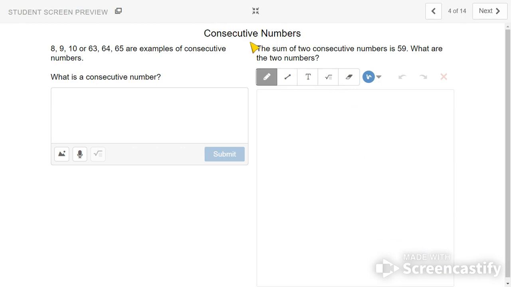Now, questions related to consecutive numbers. What's a consecutive number? Well, here's an example. Let's say I had 8, 9, 10. Those are consecutive numbers. 63, 64, 65. These are also consecutive numbers. You'll notice that all consecutive numbers come right in order or right after one another.